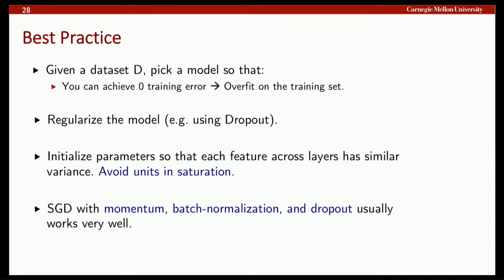Then you regularize your model. Typically you'd regularize your model using dropout, using L2 regularizers, and so forth. There are other things to do as well. Initialization plays a very important role. For example, you'd want to initialize your weights, your parameters, so that each feature, each hidden unit across layers, has similar variance, trying to avoid units in saturation. Again, batch normalization helps with that. Basically, stochastic gradient descent using mini batches with momentum, batch normalization, and dropout usually works really well. I think that's a de facto way of training these models.